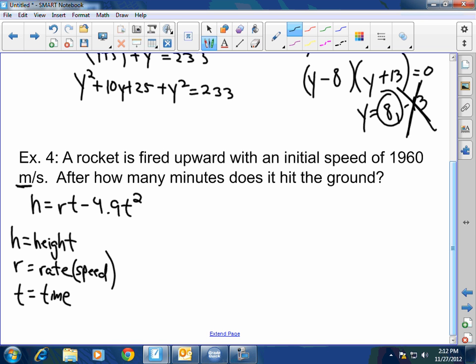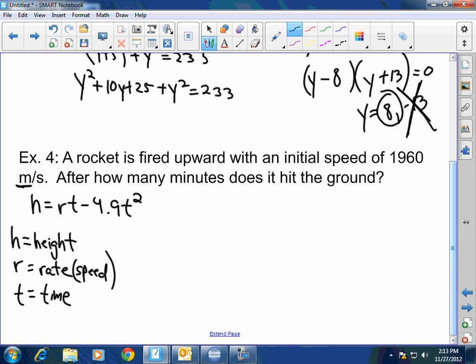4.9 is a coefficient in front of the t squared. It's there because it's a standard formula. This is like a function, and they created this function. This is the way the function is going to work every time. Okay? So a rocket is fired upward.